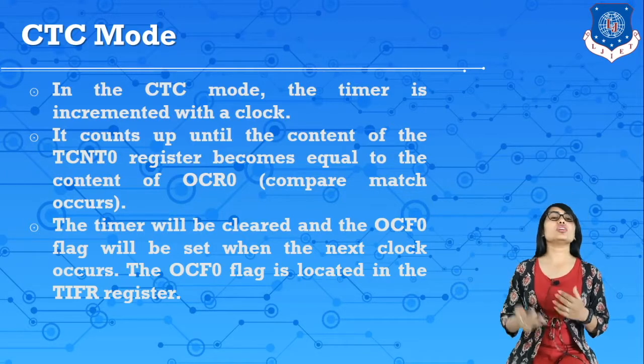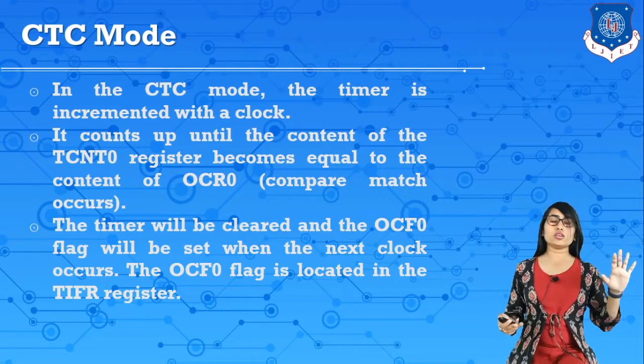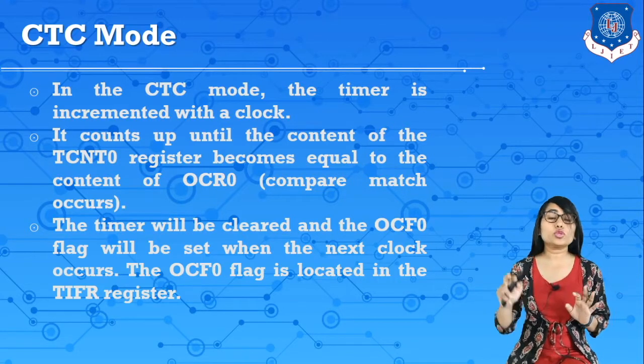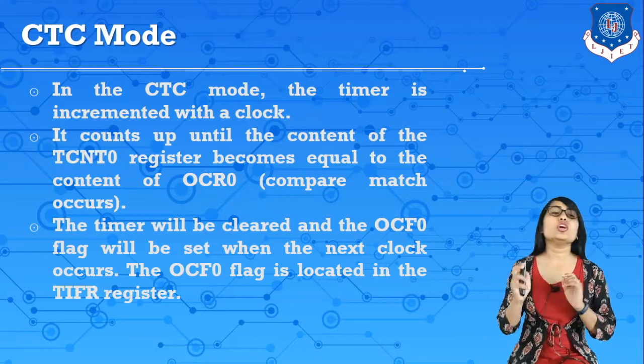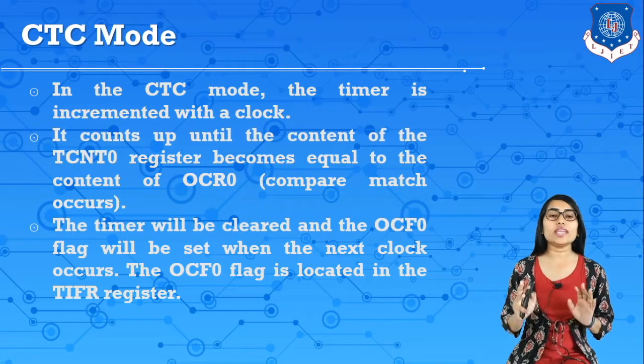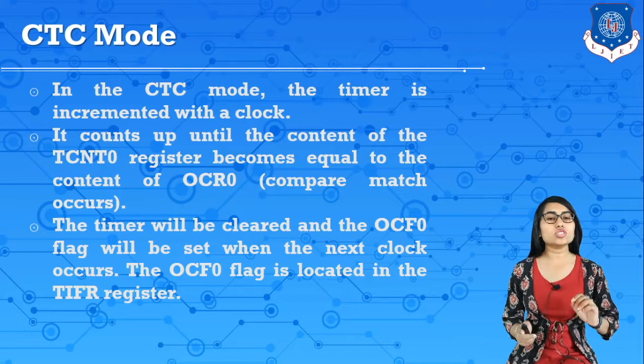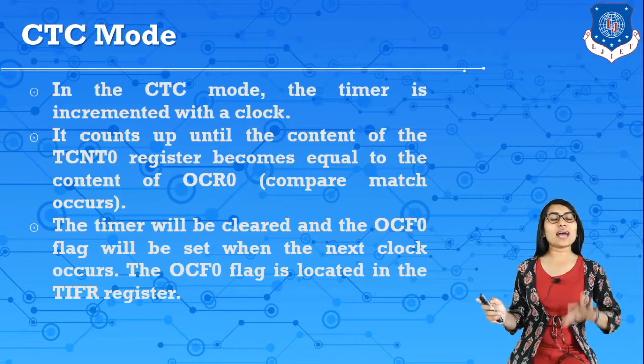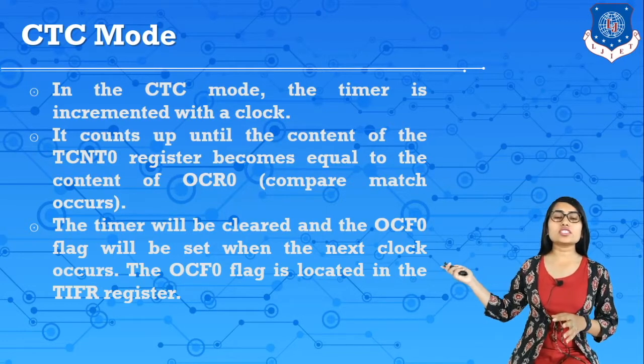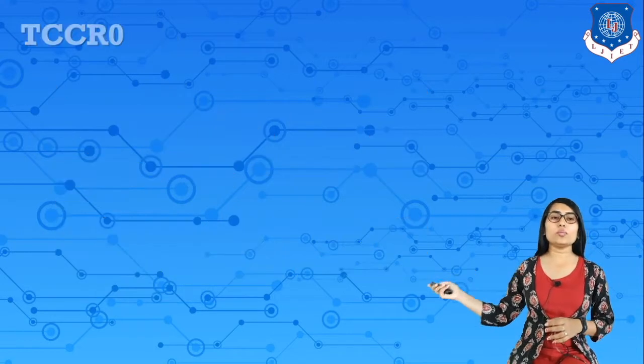Both count according to that, but in normal mode it counts up to the maximum value FF. In CTC mode it counts up to the value of OCR0. So this is normal and CTC mode. Now next we have the TCCR0 register.